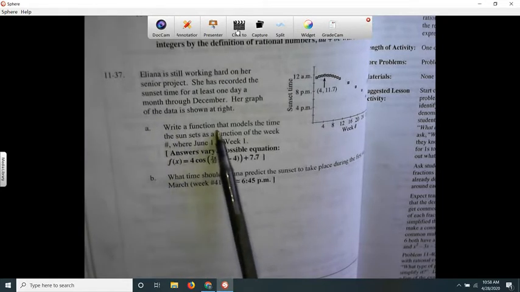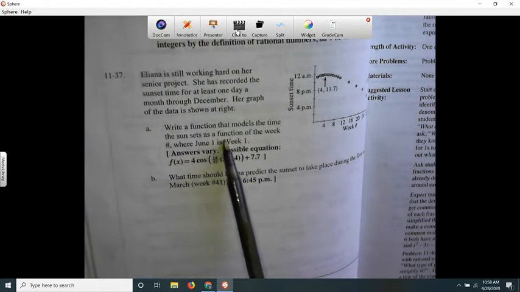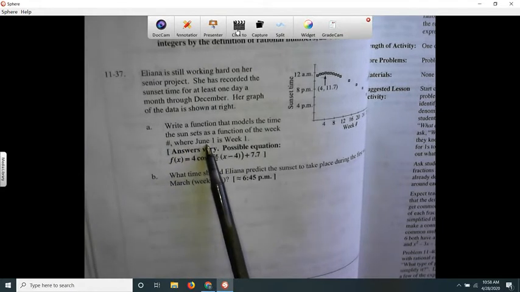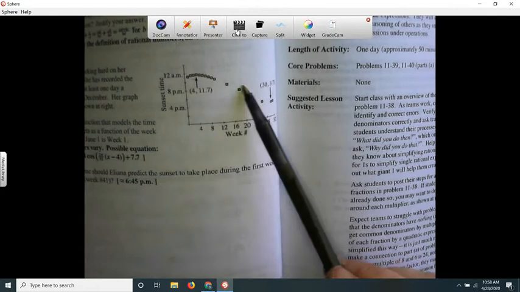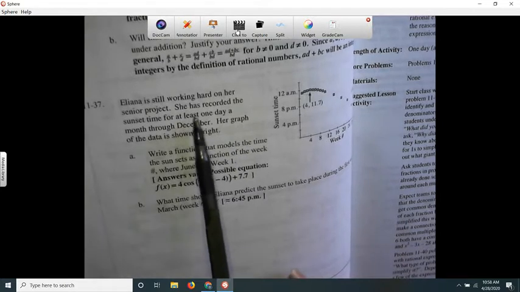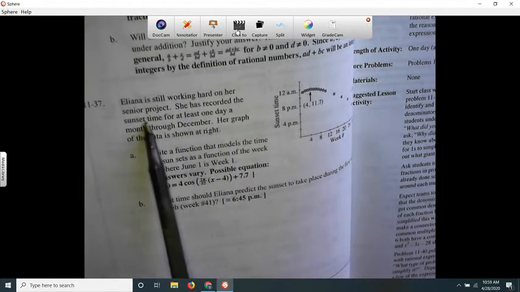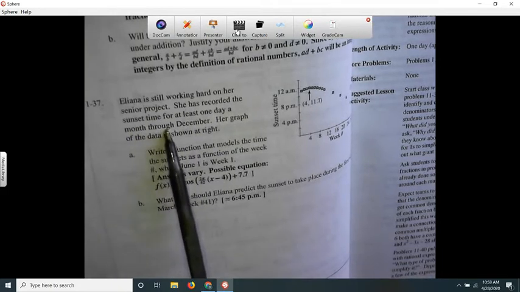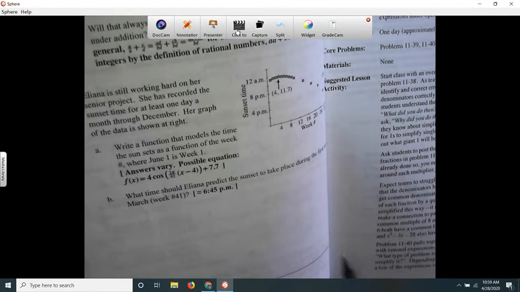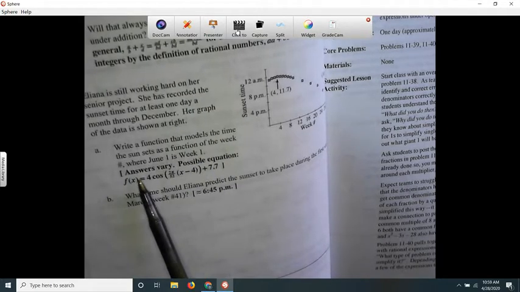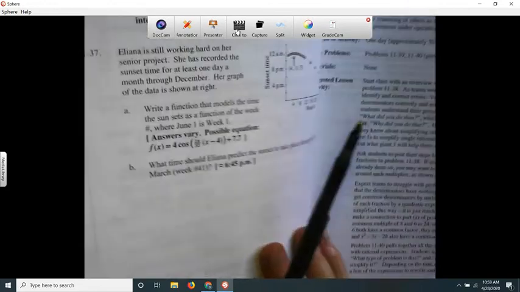Write a function that models the time the sun sets as a function of the week number, where June 1st is week number 1. So I think that we're going to take these data points that she already collected for December, and, wait, she's recorded the sunset time for at least one day a month. Oh, through December. Okay, so I think we're going to just take her graph and model it with a sinusoid. I'm going to show you how I would get the equation from looking at this graph.